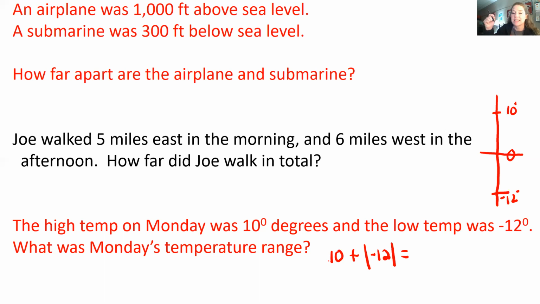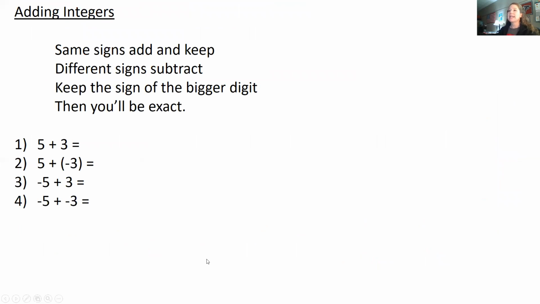It dropped 10 degrees to get to 0 and then another 12 degrees. That would be a 22-degree temperature change, right? The temperature range was 22 degrees. It didn't just change by 2 degrees or -2 degrees. That doesn't make sense. There were 22 degrees between this number and this number. So don't just see numbers and start adding and subtracting them. You have to read and understand what it's asking you. Okay? All right, so that takes us into adding positive and negative numbers.